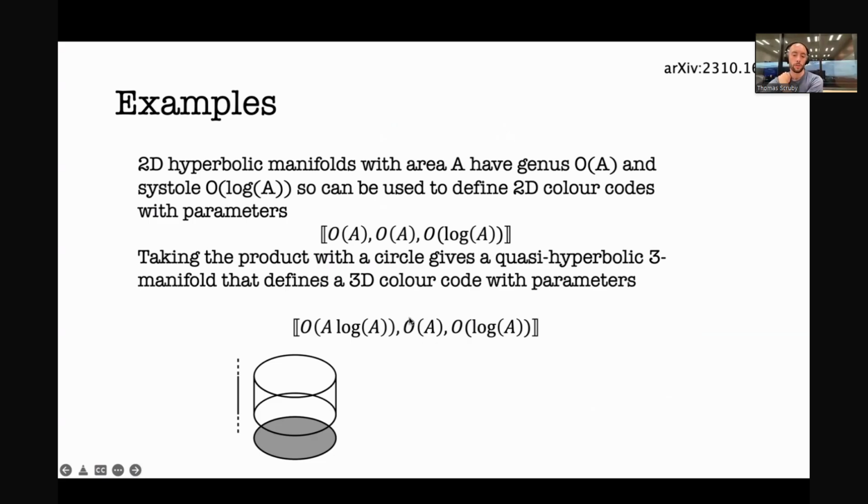It still encodes a number of qubits that is linear in the size of the manifold, because taking the product with the cycle only adds a constant number of new encoded qubits. And the distance is the same, because the logical operators that come from the manifold have the same distance, and the ones that come from the cycle have that same distance because we chose the cycle to have size log A. So this gets very, very close.